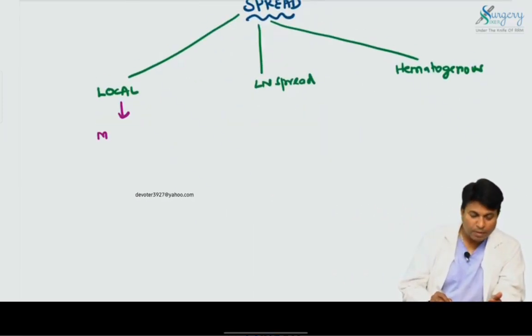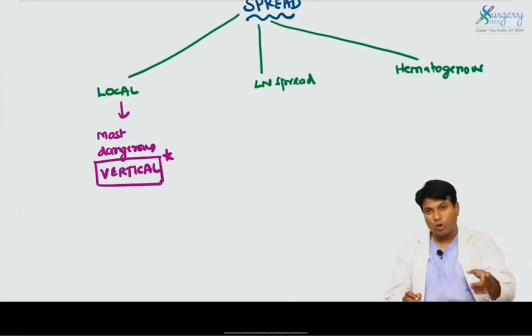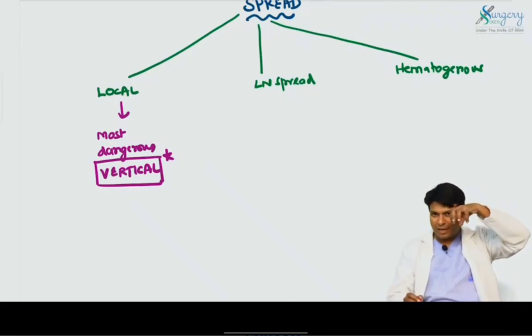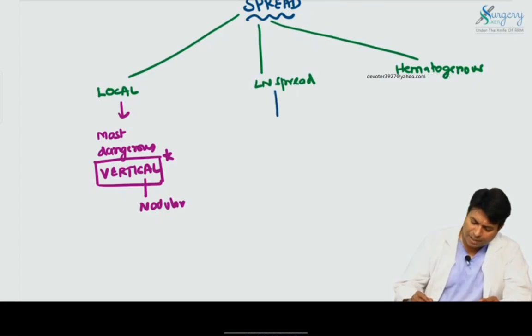The most dangerous spread is what? Vertical spread. Most dangerous is vertical spread. They grow vertically downwards. Which type has more vertical spread? It is nodular melanoma. That is why it has the worst prognosis. It can produce local spread, either horizontally or vertically. Vertical spread is more common with the nodular type. Please don't forget it.